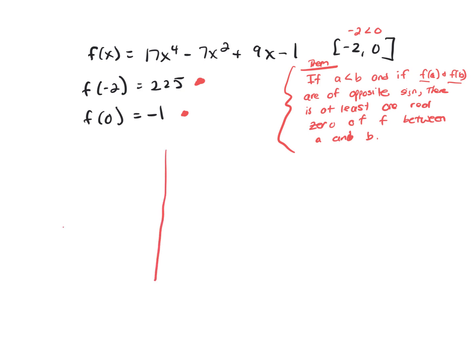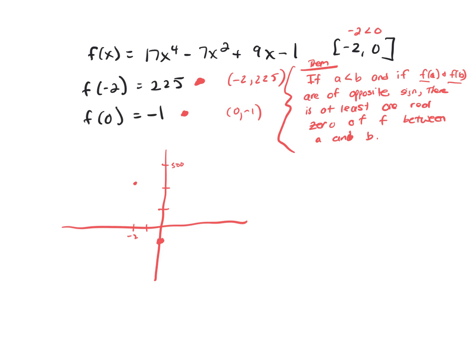And if you look at the graph, if you think of the ordered pair negative 2, 225, so let that be negative 2 and 225, let's do, I don't know, 100, 200, 300. So negative 2, 225 would be right here somewhere. And f of 0, this ordered pair here is 0, negative 1. 0, negative 1 would be here.